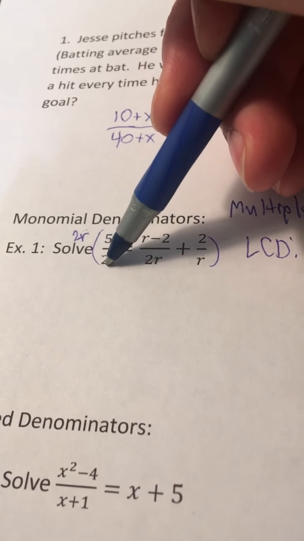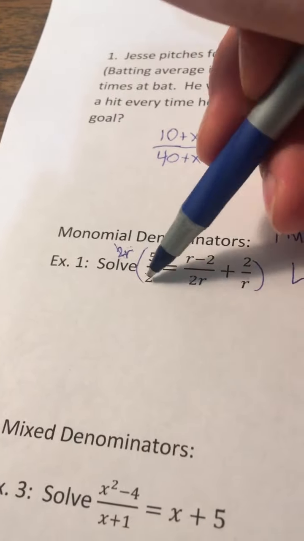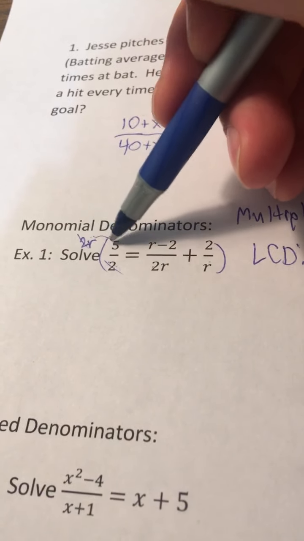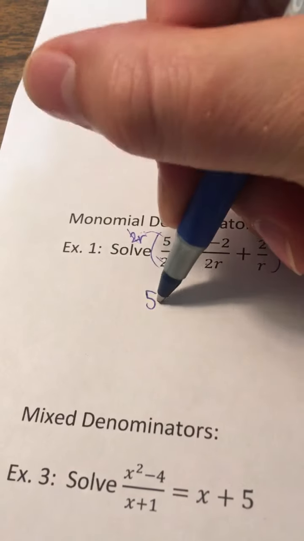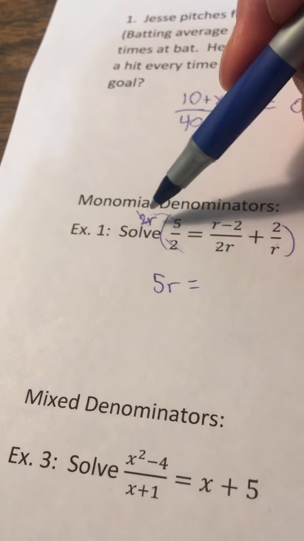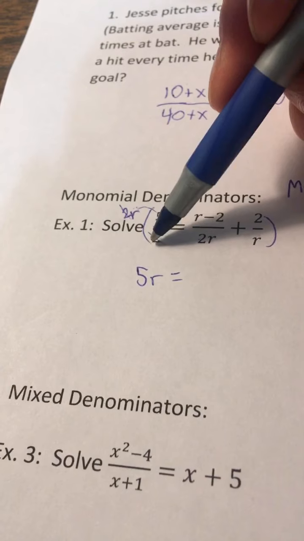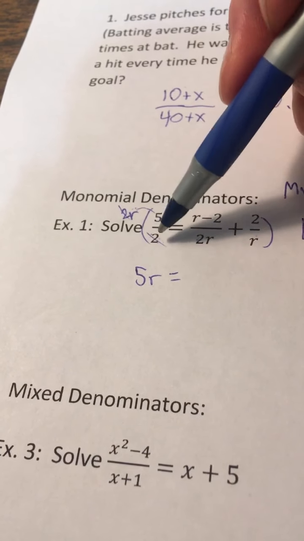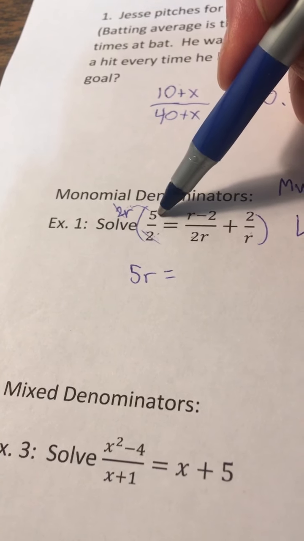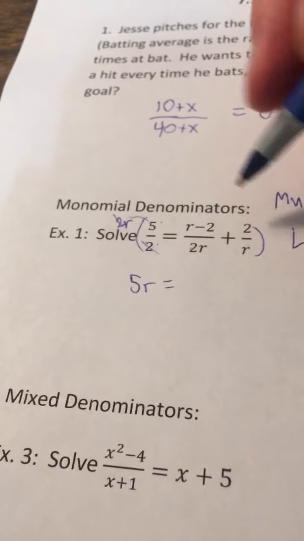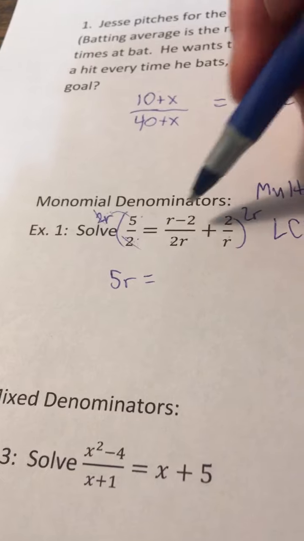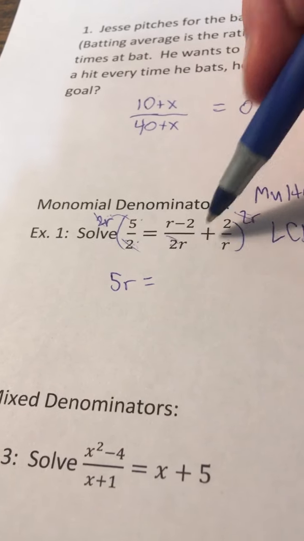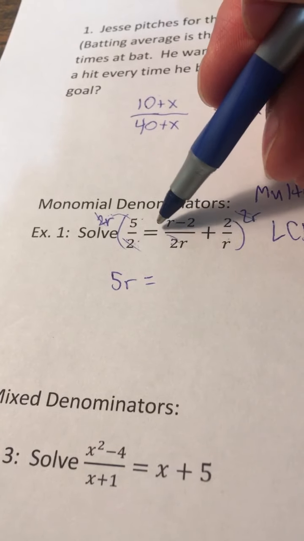So 2R divided by 2, the 2's cancel. What's going to be left right there? Just the R times the 5, giving me 5R. Again, I took that LCD, I divided out the bottom, and then whatever was left, I multiplied by the top. 2R divided by 2 is R, times the 5 is 5R. Doing the same thing over here, I'm multiplying this side by 2R. So in this fraction, 2R and 2R completely cancel out. Nothing to multiply left, so what's the only thing left in this fraction?